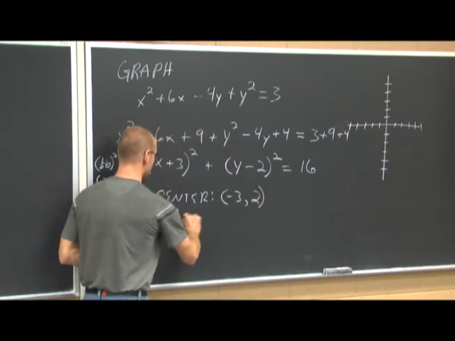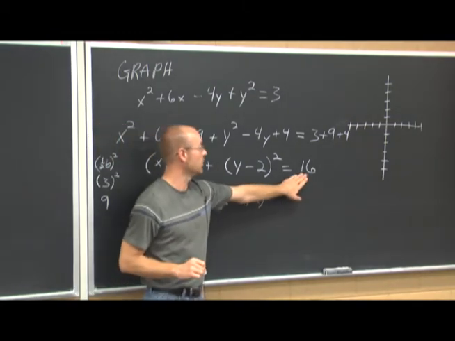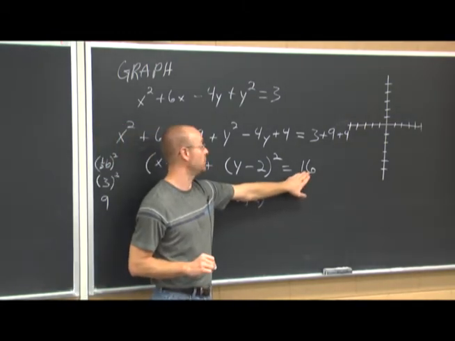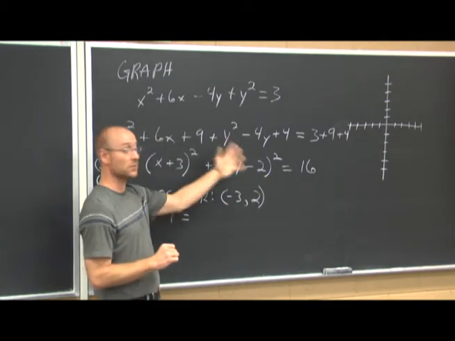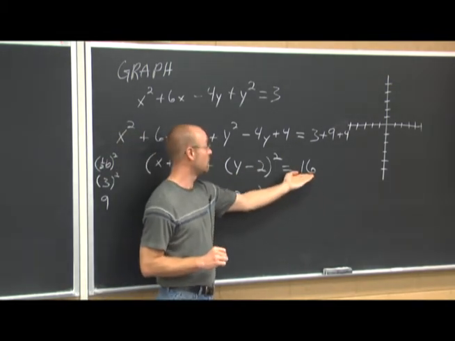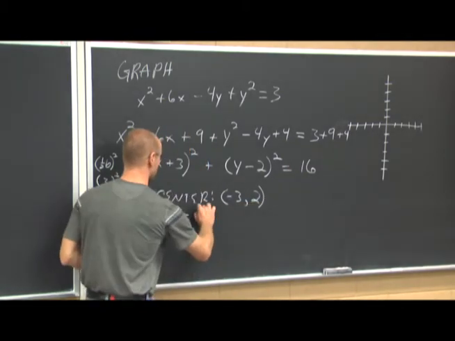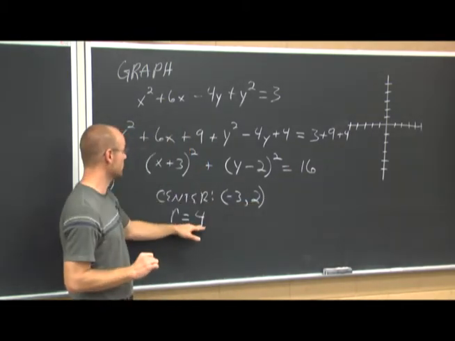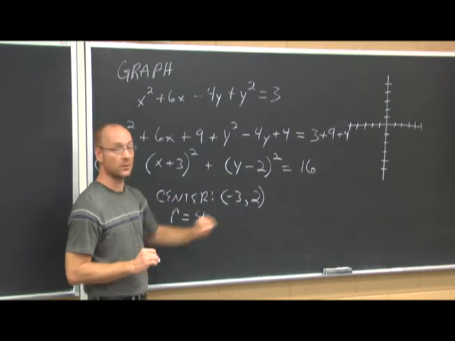Well, what is my radius? Well, my radius is the number squared that gave me 16. Recall, it's just like Pythagorean theorem. A squared plus b squared equals c squared. Well, what value squared gives me 16? 4. So the radius is 4, and the center is -3, 2.